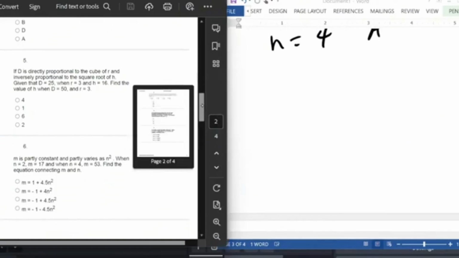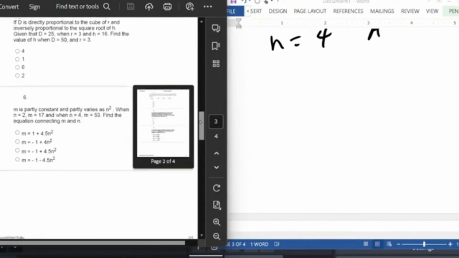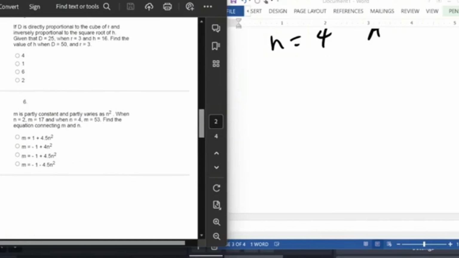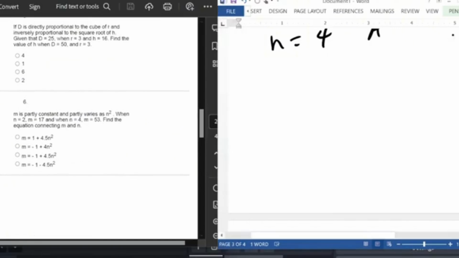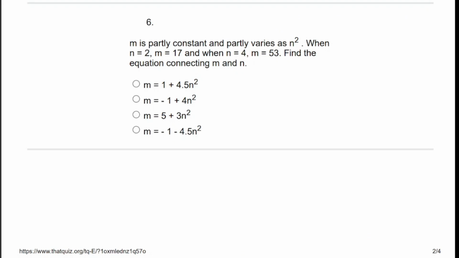is another question, and this one is under partial variation. So that's another subtopic. So we continue with question 6 now. On question 6, we have M. We're going to solve it here, so I don't want to separate the pages again. So M is partly constant. Under partial variation, we have two constants.